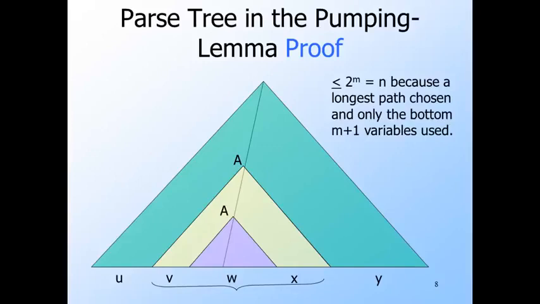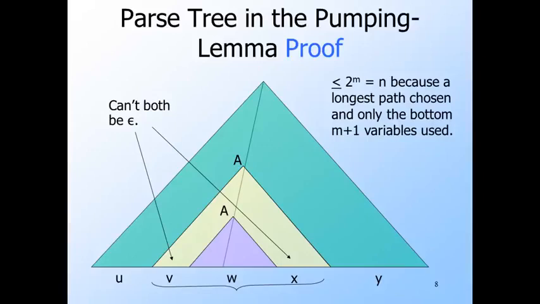Since the path shown is as long as any other, and that path has at most m plus 1 variables, we know by the lemma 1 that we just proved that the yield of the yellow plus purple is no longer than 2 to the power m or n. That is, the length of VWX is no more than n. But V and X both can't be empty. Why? That's a useful property of Chomsky normal form grammars.